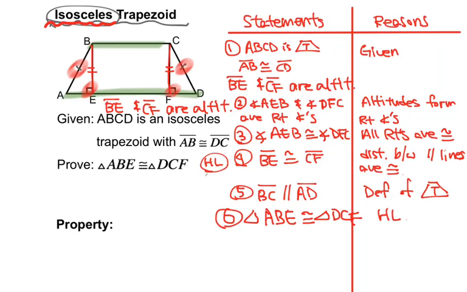Because we have two congruent triangles, we can say angle A and angle D are congruent. Why? Because of CPCTC. So that's another property which we get to realize. That is, base angles of an isosceles trapezoid are congruent. Alright, that's another property which we have to realize. Let's move on to the next one.